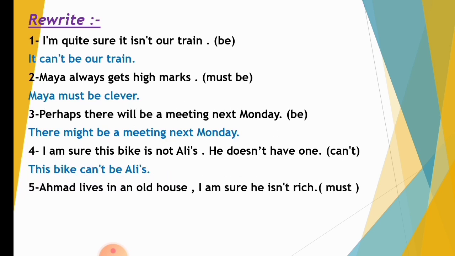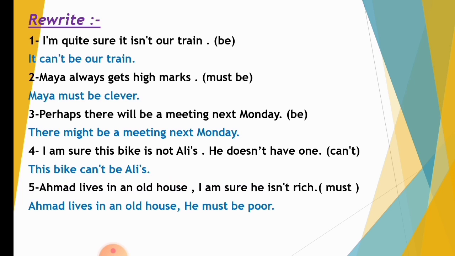Number 5. Ahmed lives in an old house. I'm sure he isn't rich. I'm here asking you to use must. So try to think carefully. You have to get here the opposite of the adjective to give the equal meaning. Yes, excellent. So the opposite of rich is poor. Take care of that.